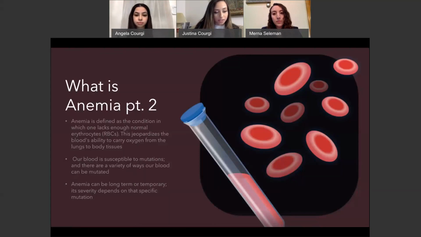Due to the blood's composition, it is susceptible to mutations, meaning that these mutations can alter our normal blood. There are a multitude of ways that our blood can be mutated and therefore affect the ability of proteins to transport gas or the stability of that protein. This can ultimately lead to the demise of that cell. Anemia can also be temporary or long-term, and cases in its severity ultimately vary based on which type of mutation is present.